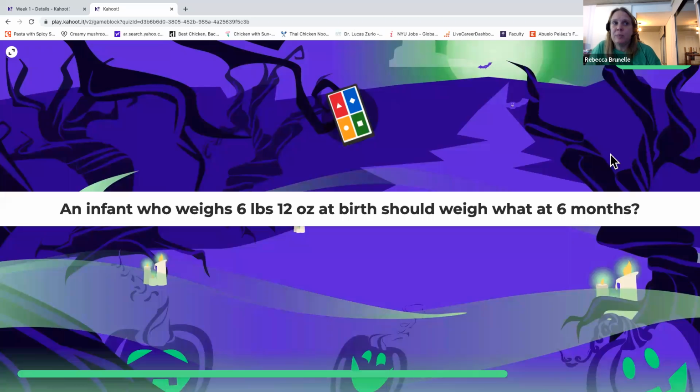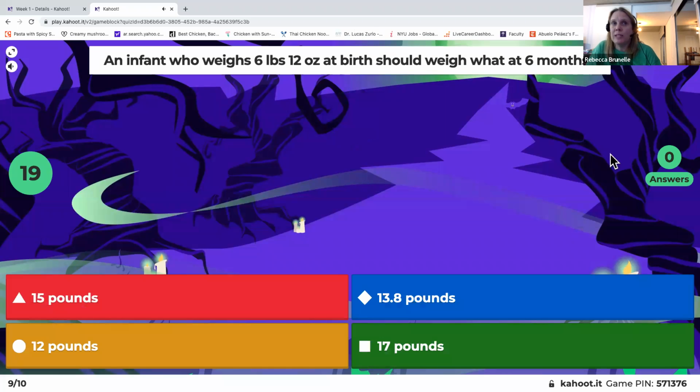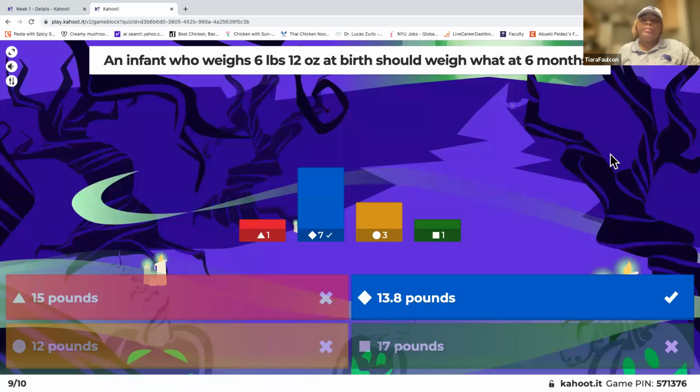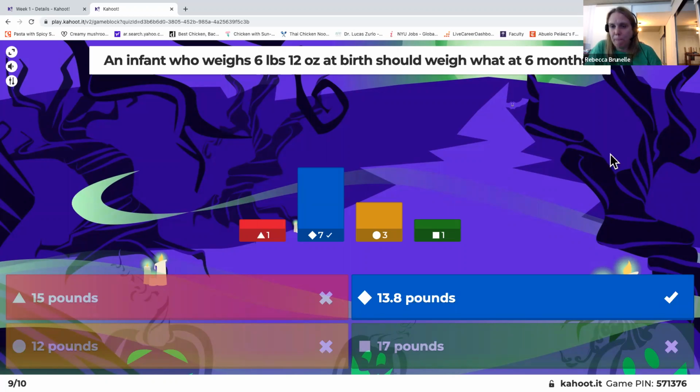An infant who weighs 6 pounds, 12 ounces at birth should weigh what at 6 months? 15 pounds, 12 pounds, 13 pounds 8 ounces, or 17 pounds? Good job. So by 6 months, what happens to the weight? Does it double or does it triple? Doubles. And the other thing you need to answer that is how many ounces are in a pound? It's 16 ounces in a pound.